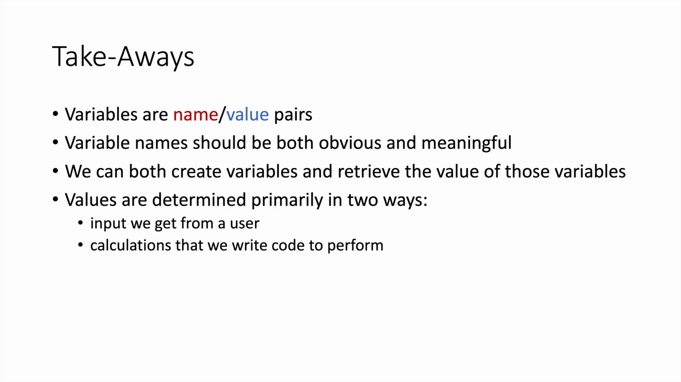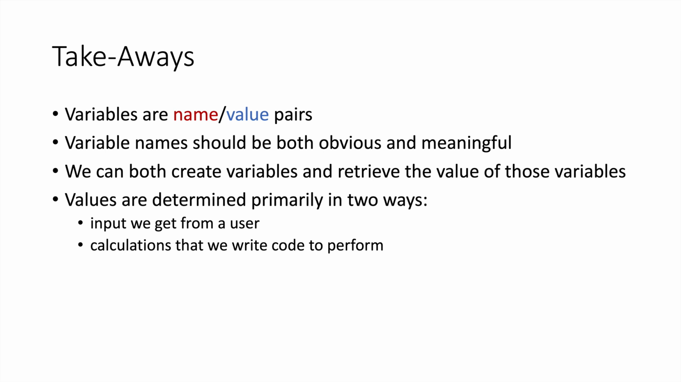And then if I ask Dana what year she was born in, and she tells us 1985, now we do that calculation. We store the year she was born, we subtract it from the current year, and we get 34 years old. So our takeaways for this little video are that variables are name-value pairs.